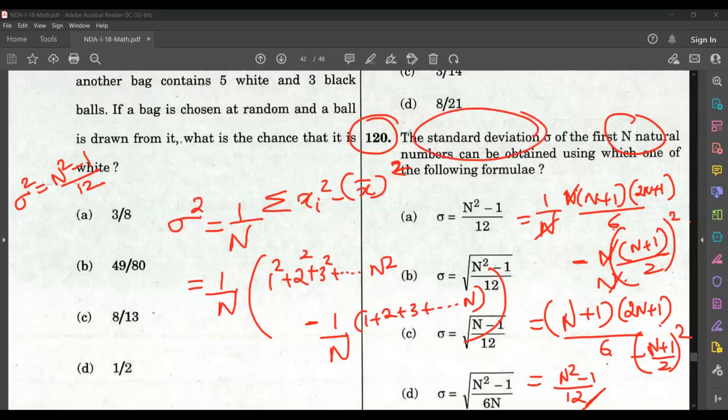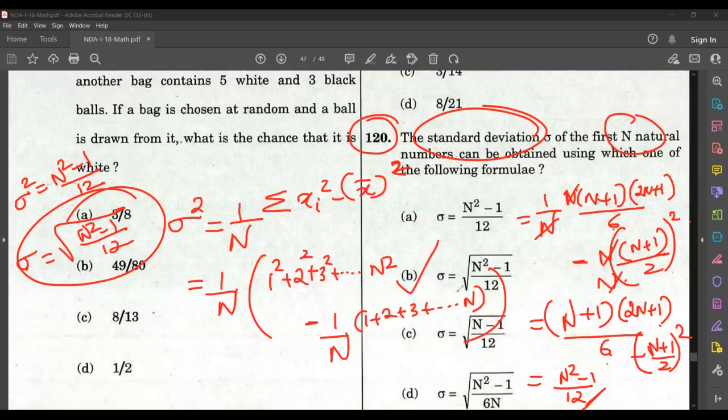So you need standard deviation sigma, that is root of n square minus 1 by 12. Root of n square minus 1 by 12, option B.